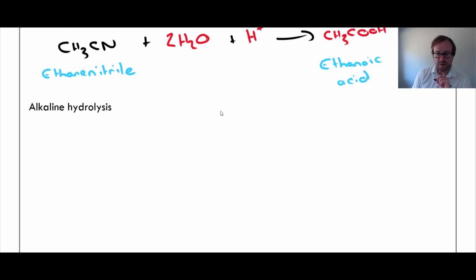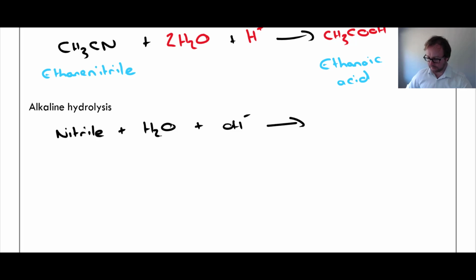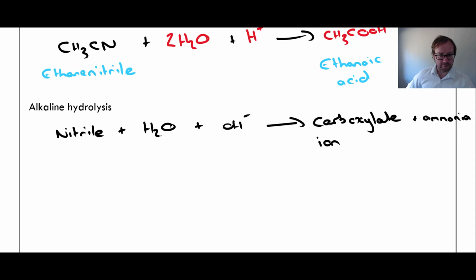Okay, so moving on, so alkaline hydrolysis. So again, we're going to do something similar to what we've just done. So we're going to write the general equation. So nitrile plus H2O plus OH minus goes to carboxylate ion plus ammonia. Now I know I'm using a mixture of chemical formulas and words.